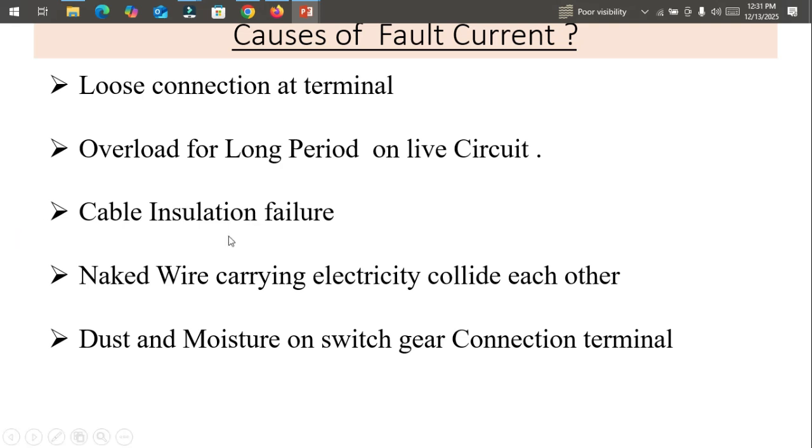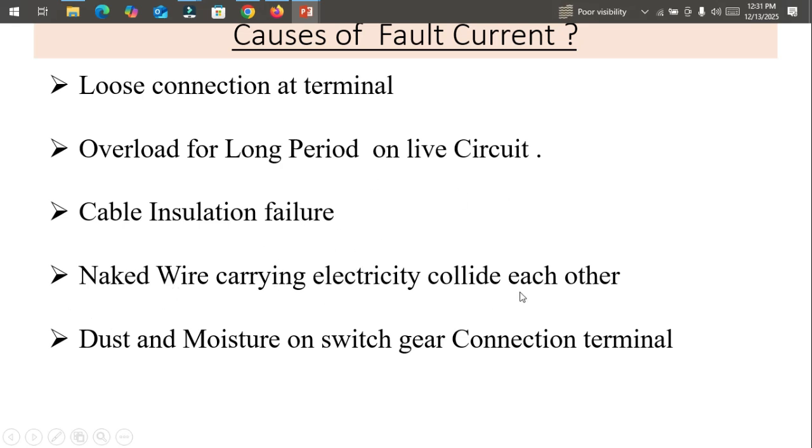Another one is cable insulation failure. This is also due to mechanical damage. Even due to overload it will burst, and it gets short circuited with each other, and there will be a huge flow of current in that circuit.